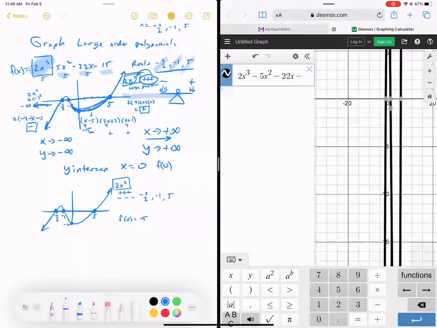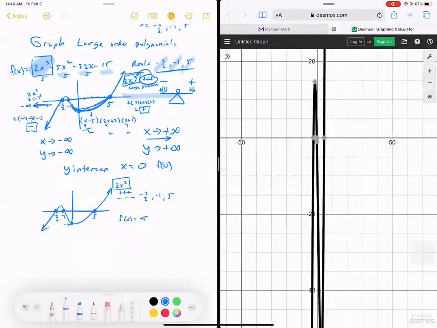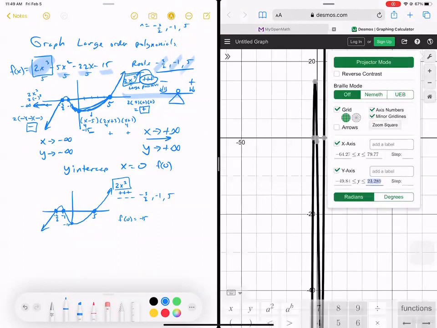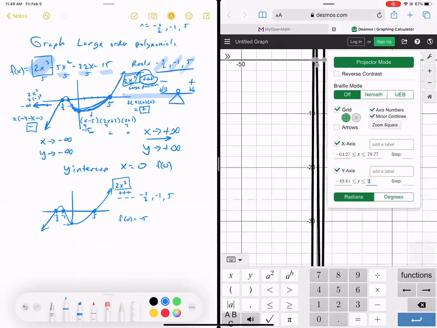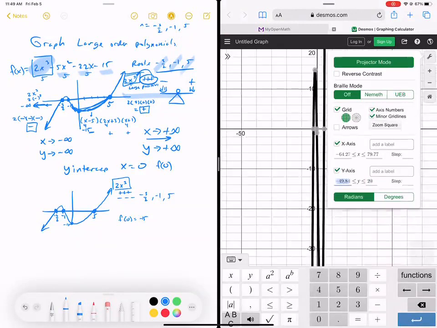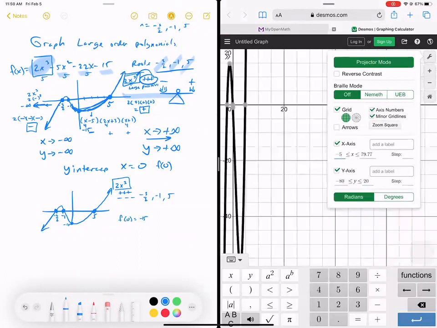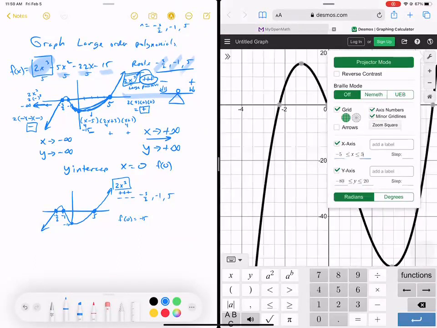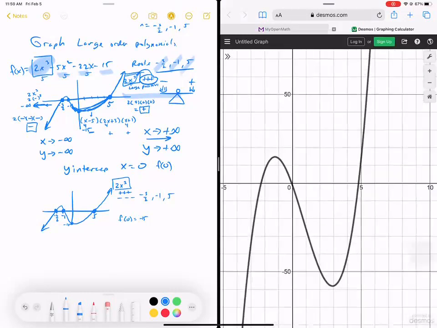Now, I want you to look at this graph. The scale looks a little bit crazy. I want to change the scale of this graph so we can see this a little better. Let's say it's going to go 20 up and negative 80 down. I'm going to space this out to become negative 5 to 5. If you look at this graph, it is a little tweaked when it comes to scale. But doesn't this graph kind of look like the graph that we drew?